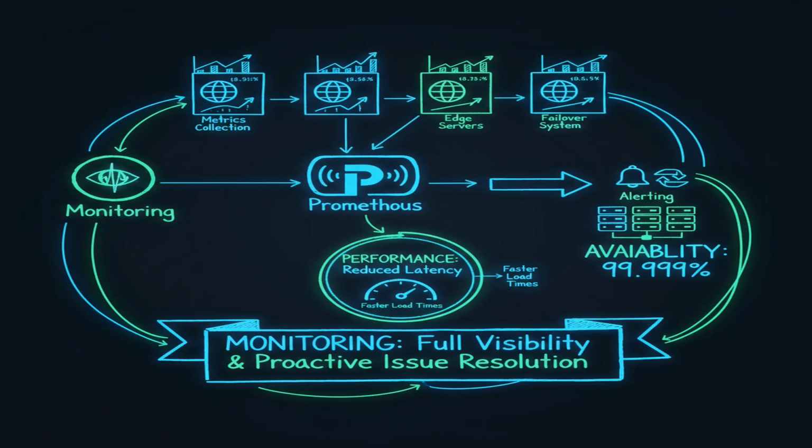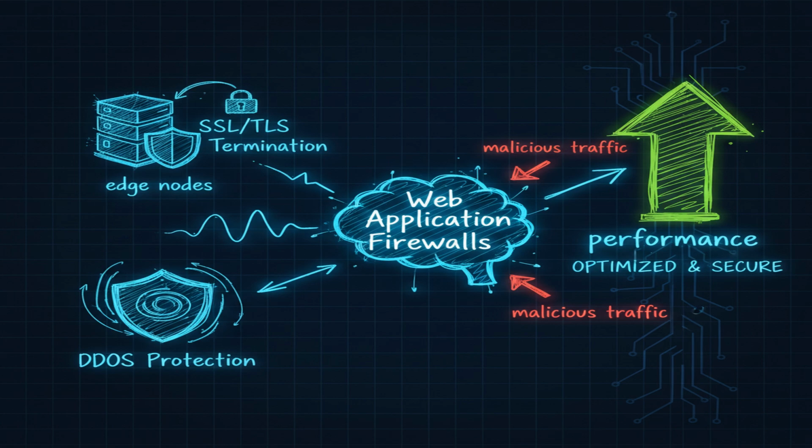To maintain high availability and fault tolerance, CDNs implement robust monitoring systems. Edge nodes are continuously monitored for performance and availability. If an edge server fails, Anycast automatically reroutes traffic.